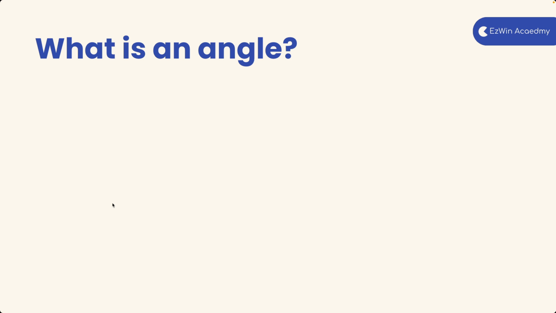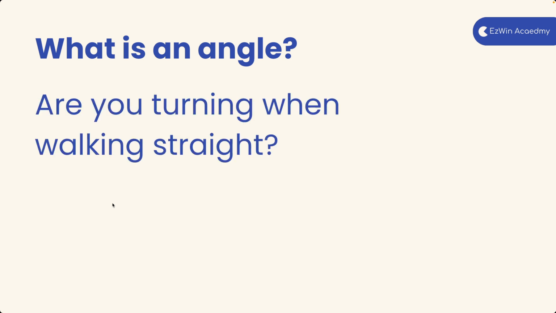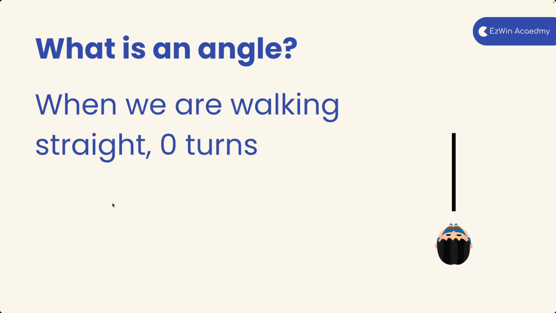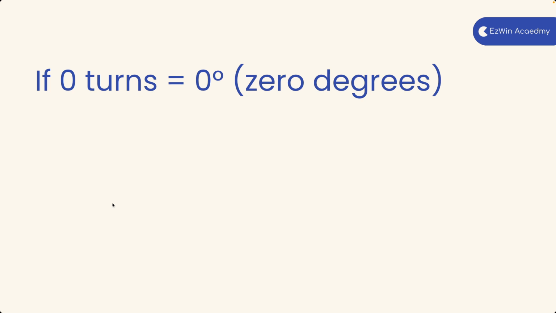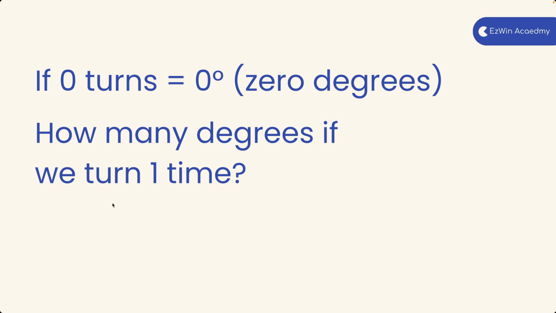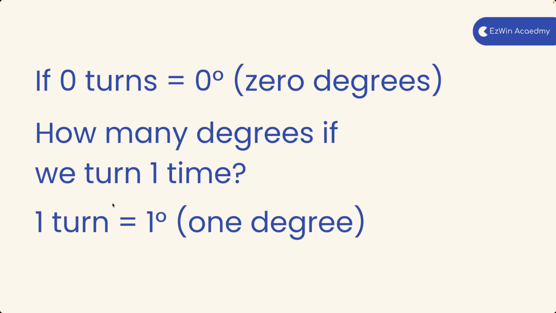Just to ask you another question: if you're walking straight, are you turning? If you walk straight, you don't really turn. So the answer is no. When we are walking straight, we are taking zero turns. We don't move from left to right or make any turns, right? Essentially, zero turns is equal to 0 degrees. If zero turns is equal to 0 degrees, then how many degrees if we turn one time? I think this is pretty straightforward, not a trick question: one turn will be equal to 1 degree.